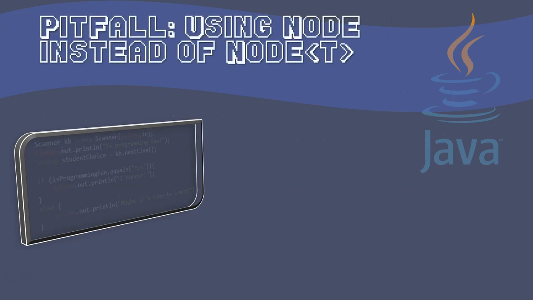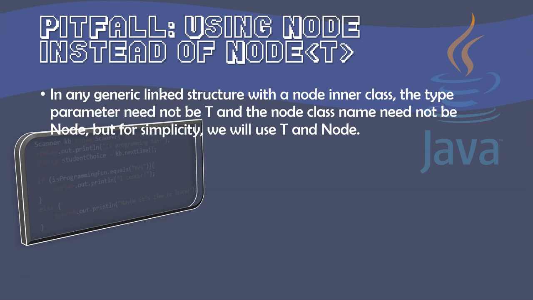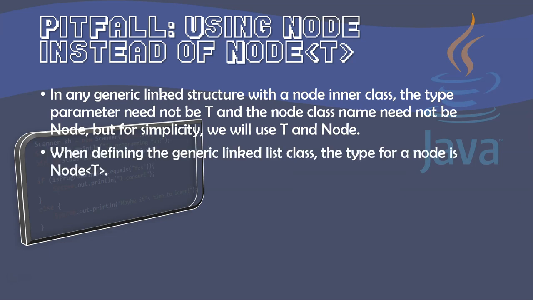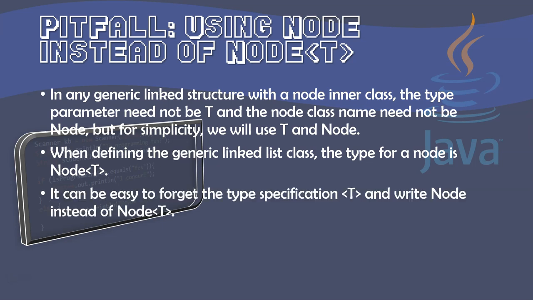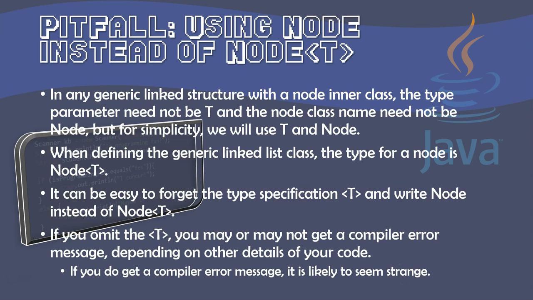Now there is a pitfall to be aware of, and that's using Node instead of Node<T>. In any generic linked structure with a node inner class, the type parameter need not be T and the node class name need not be Node. But for simplicity, let's just go ahead and say that it's always going to be T in Node. So when you're defining the generic linked list class, the type for a node is simply Node<T>. Now, it can be easy to forget the type specification, T, and simply write Node instead of Node<T> with the brackets. If you omit that bracketed T, you may or may not get a compiler error message depending on the other details within your code.